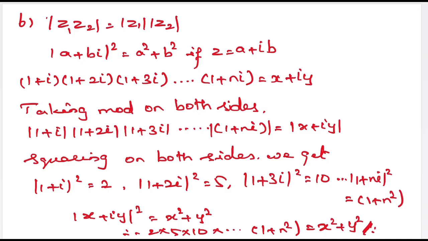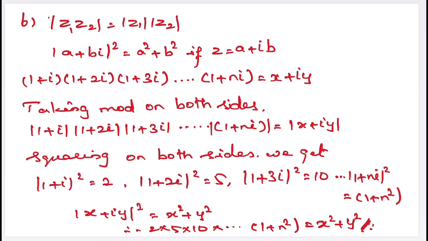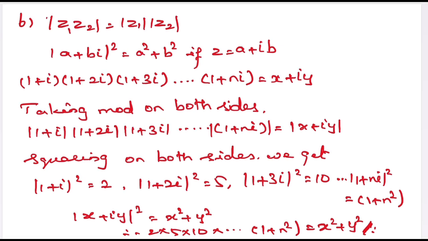For this problem, whenever you see x plus iy, immediately you take modulus on both sides and squaring on both sides. You remember the properties. Modulus of z1 z2 is equal to modulus of z1 into modulus of z2, and modulus of a plus bi the whole square is equal to a square plus b square if z is equal to a plus ib. So here we have 1 plus i into 1 plus 2i into 1 plus 3i, etc. 1 plus ni is equal to x plus iy.